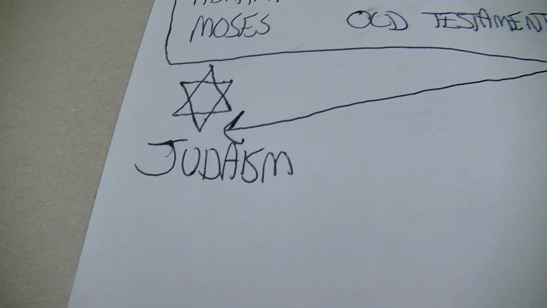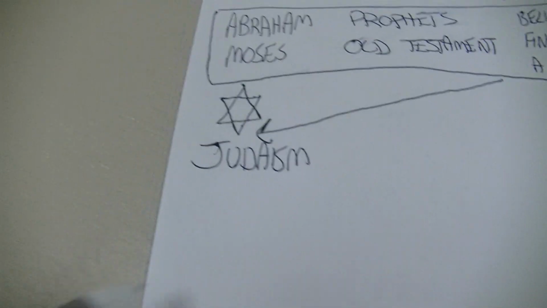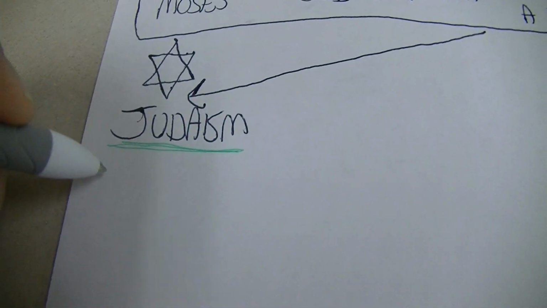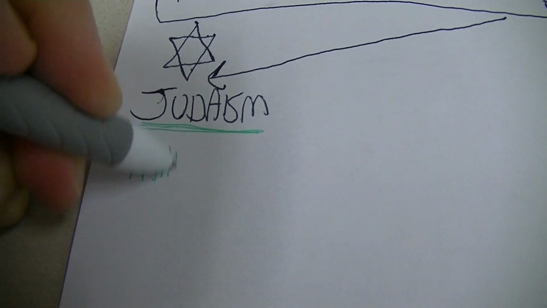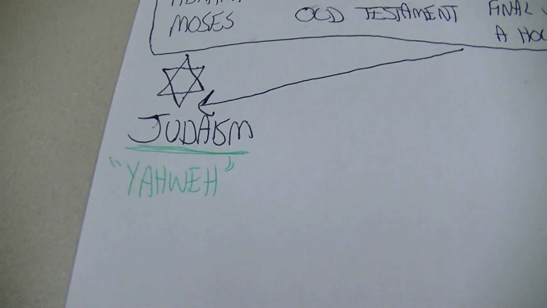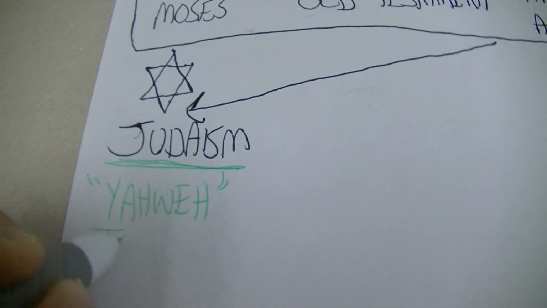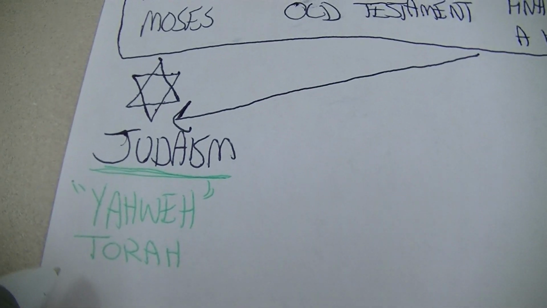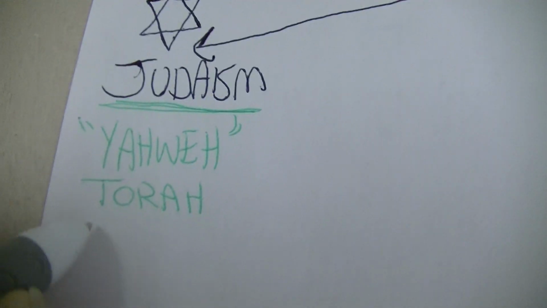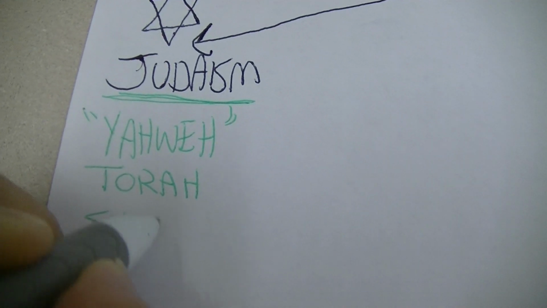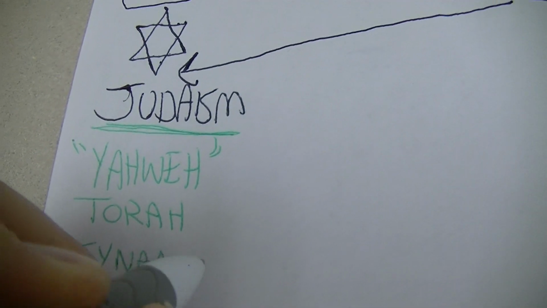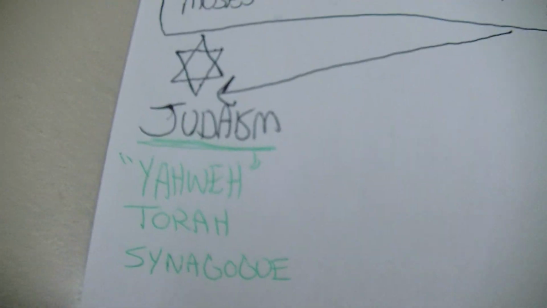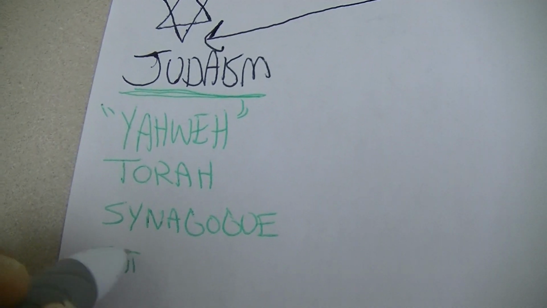All right, I'm going to switch colors. I'm going to go green on this. All right, so things about Judaism. Just underline it, say a few things about it. First, they call their God Yahweh. All right. Their main holy book is the Torah. They worship in a place that's called the synagogue. Yahweh, Torah, synagogue. They go to worship on Saturday.